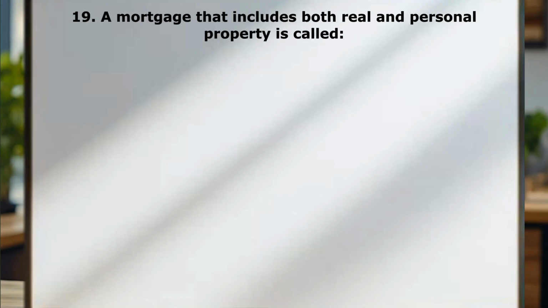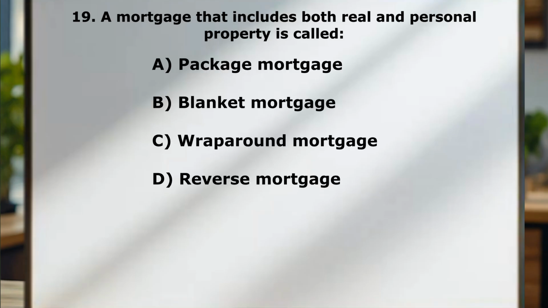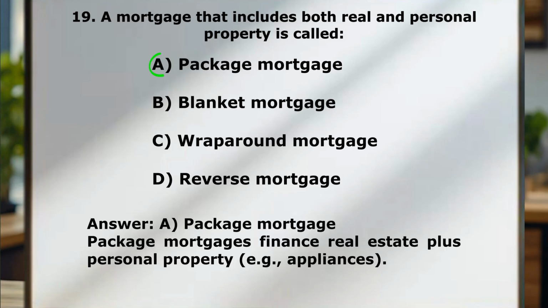Easy points. A mortgage that includes both real and personal property is called A, package mortgage, B, a blanket mortgage, C, a wraparound mortgage, D, a reverse mortgage. Correct answer here is A, a package mortgage. Package mortgages basically finance the real estate plus personal property like appliances.